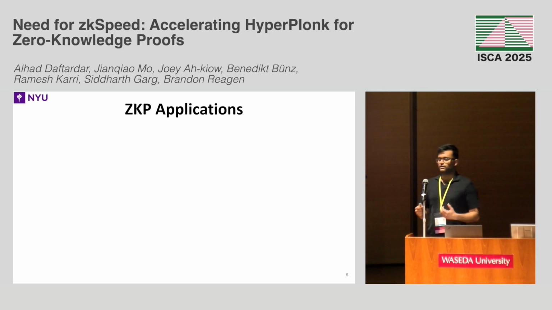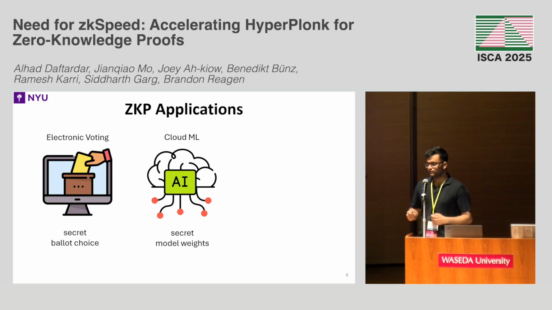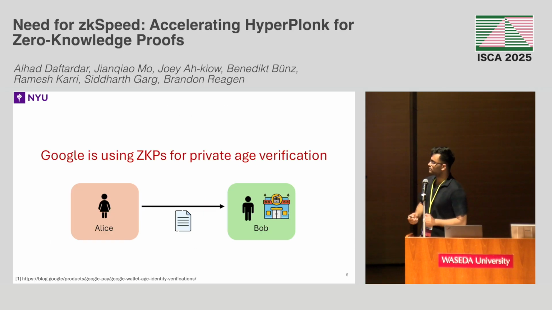zkPs have a ton of applications that are promising these days. For one, in electronic voting, a person can use a zkP to prove that they legally cast a ballot without revealing who they voted for. Cloud-based ML applications can certify they use a specific model without revealing the model weights. And in private transactions like on the blockchain, a sender can prove that they made a legal transaction without revealing the transaction amount. And just a few months ago, Google announced that they're starting to use zkPs for private age verification. So we are at the cusp of seeing zkPs being deployed.